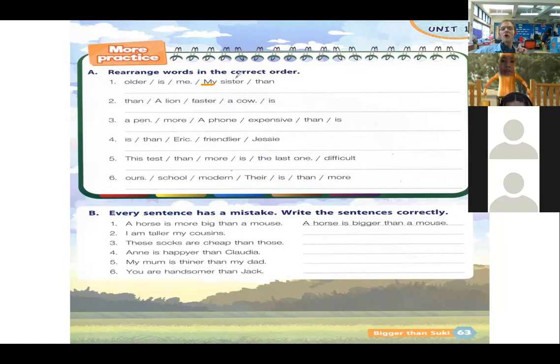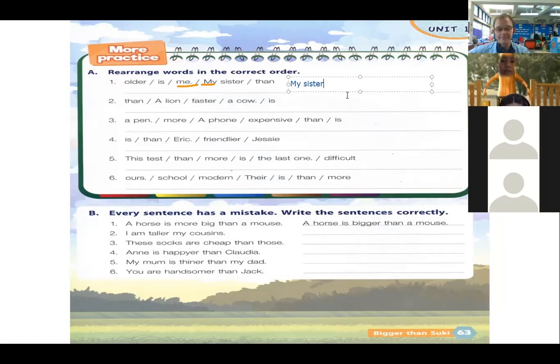And also look for a punctuation mark at the end, either a full stop, a question mark or an exclamation mark. So here we have me, punctuation. So me is the last word. So we already know the first one is my sister and the last word is me. So let's look at the other words. We have older, is, than. How do you think we will write this sentence?